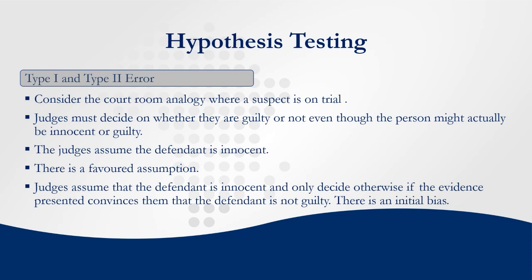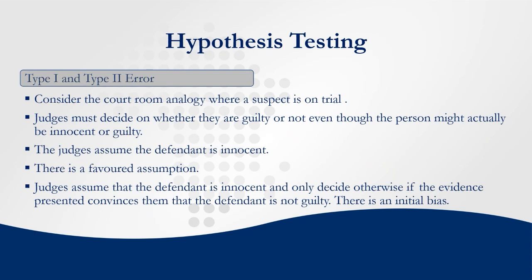And the basis will be that the person is assumed to be innocent, right? There is a favored assumption. They are assumed to be innocent. So that's the premise, that's where we start from. We start by saying you are innocent. And then it's up to the evidence to sway this premise, to say the evidence presented says we must reject this assumption and say you are guilty. So there's an initial bias.